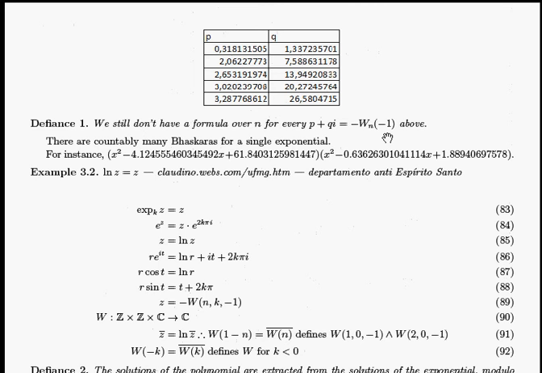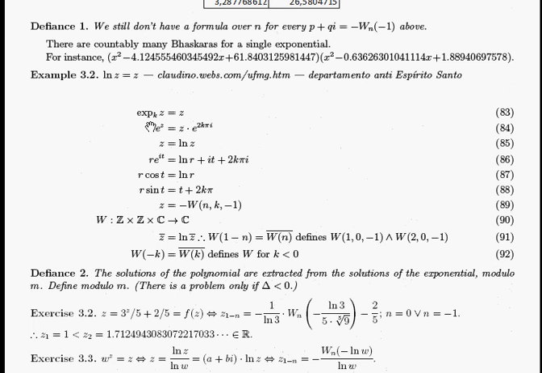W of minus 1 is P plus k I, and their conjugates are solutions. Here is the reasoning. Exponential of z equals z multiplied by exponential of 2k pi, because cosine of 2k pi is 1.